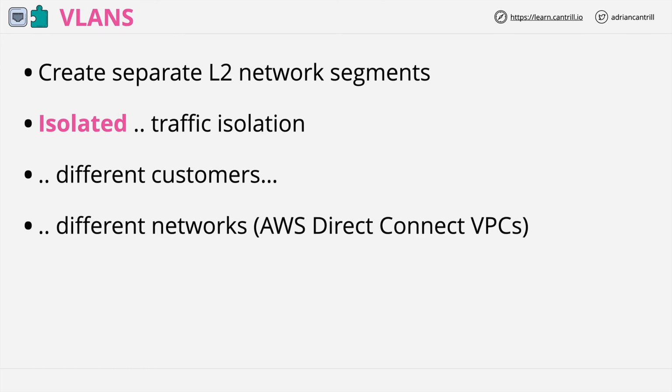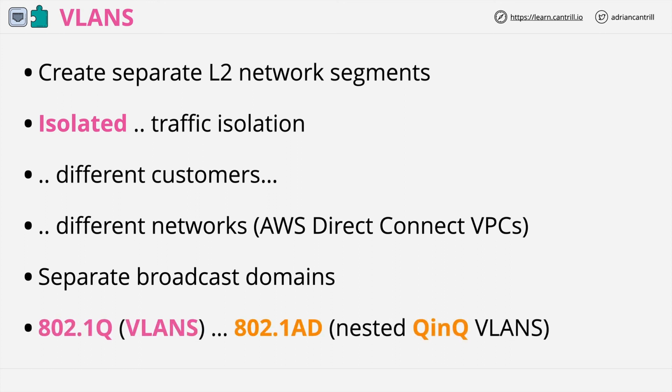VLANs offer separate broadcast domains, and this is important. They create completely separate virtual network segments, so any broadcast frames within a VLAN won't leave that VLAN boundary. If you see any mention of 802.1q, then you know that that means VLANs.